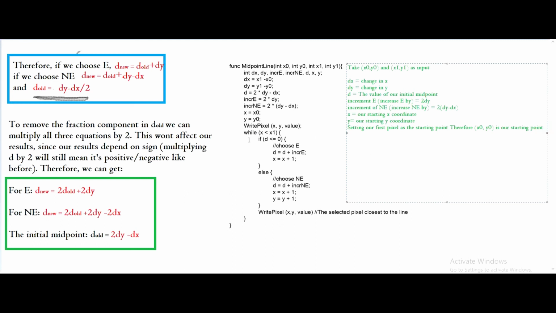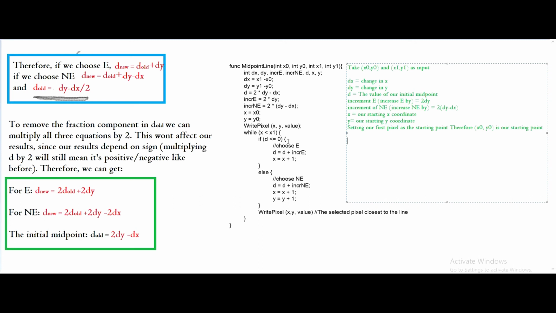In the next line, we can see a while loop. While x is less than x1, this portion will be looped. Remember that this is our assumption. This is assumption number 3, that this algorithm is only valid as long as the starting point x is less than the finishing point x1. So if D is less than or equal to 0, we choose E. Okay then, so remember we've discussed all of this. I'm not going to repeat it again.